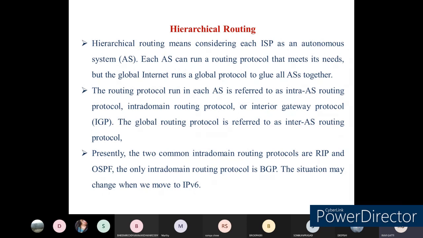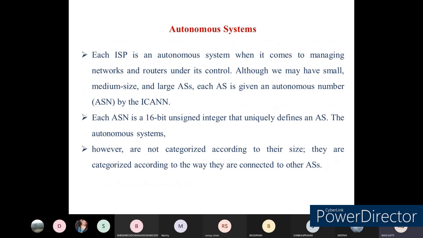This hierarchical routing protocol, as I said, is divided into intra autonomous system and inter autonomous system. Each internet service provider is called an autonomous system, and it is responsible for managing the routings and the routers under its control. If any fault occurs within the network, the internet service provider as a whole is held responsible for rectifying that, and for maintaining that the network will not go into a congestion state.